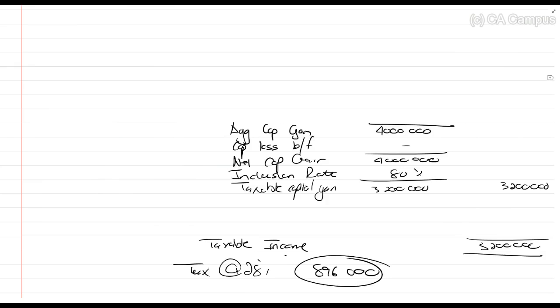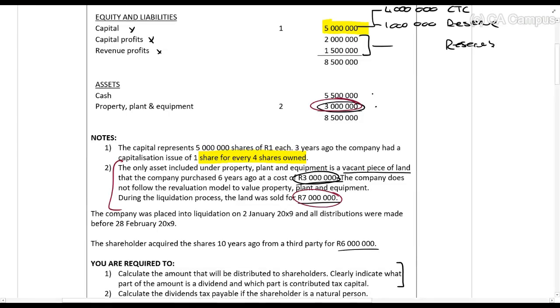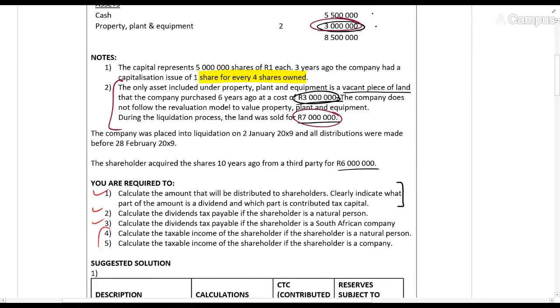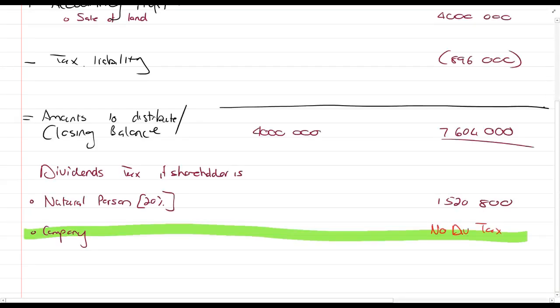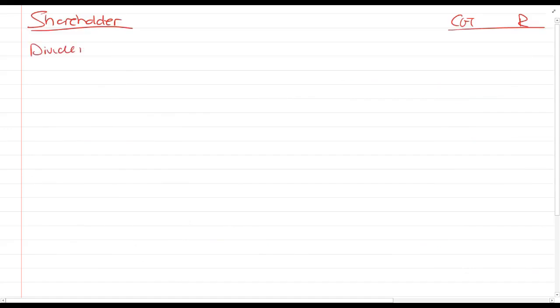Okay, so what I've now done in this question is we've done 1, 2, and 3. Now let's do number 4 and 5. What is the taxable income of the shareholder? Right, shareholder. Capital gains tax, rands. What did the shareholder receive from the company? In this case, remember it's 100% shareholder. The shareholder received a dividend of 7.604 million. That full amount will be exempt.